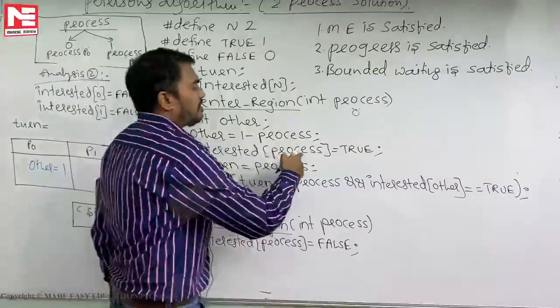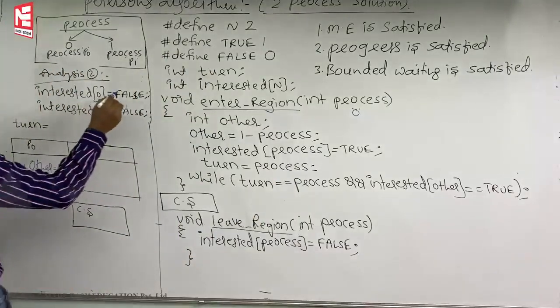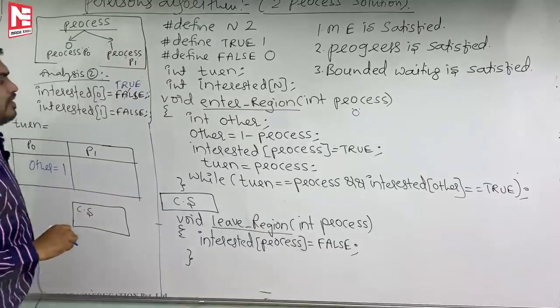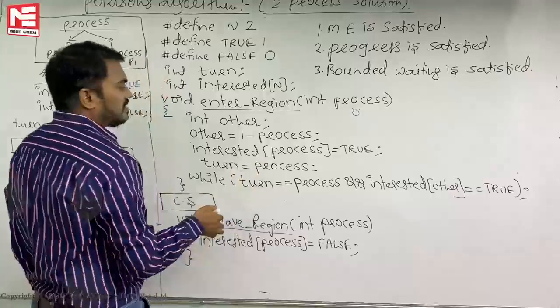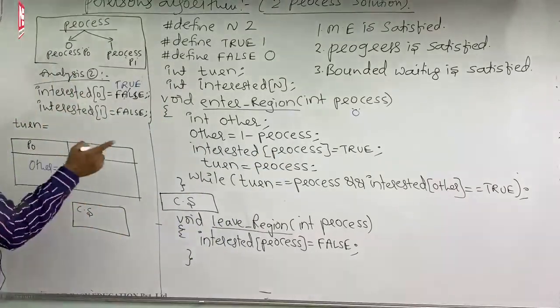And interest of process equal to true. Process value is 0. Interest of process equal to true. So look at here, this value becomes true here. And next, after that, turn equal to process. So process value will be assigned to turn.